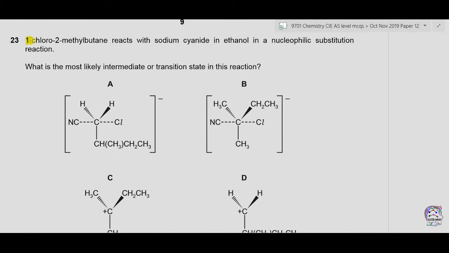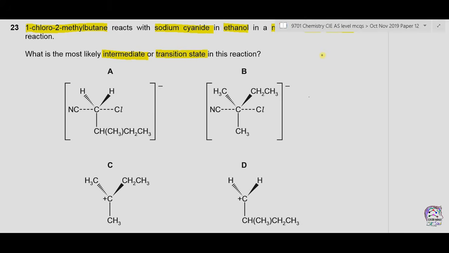Question 23. 1-chloro-2-methylbutane reacts with sodium cyanide in ethanol in a nucleophilic substitution reaction. What is the most likely intermediate or transition state in this reaction? We have 1-chloro-2-methylbutane, so we can draw the structure. Chlorine will be on the first carbon, methyl will be on the second carbon.